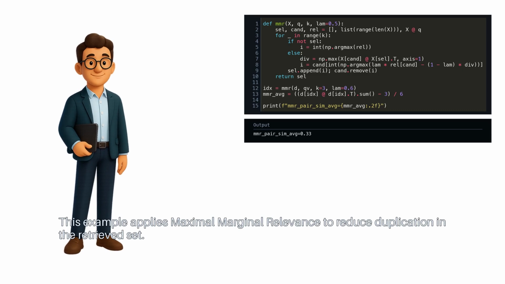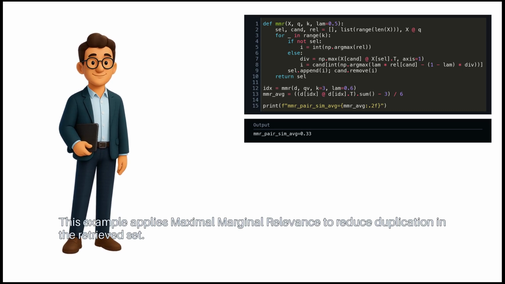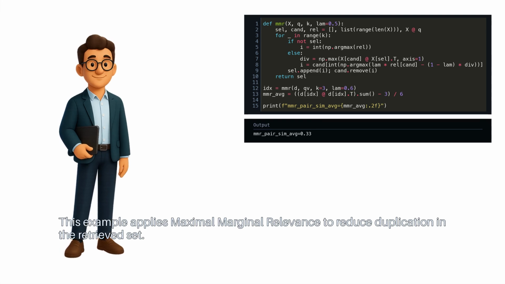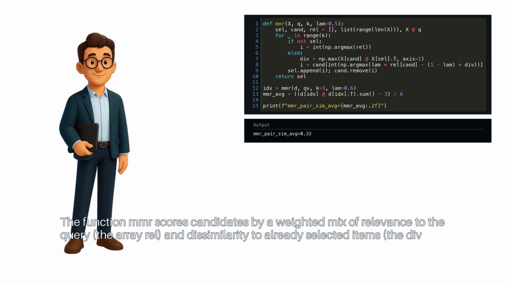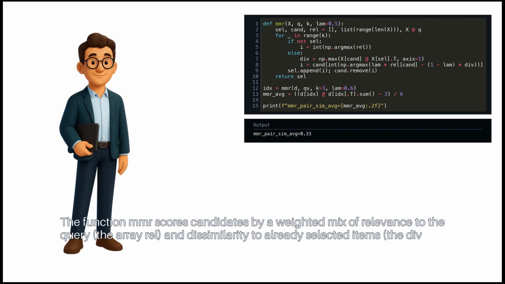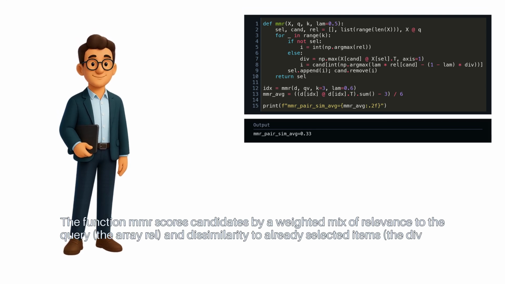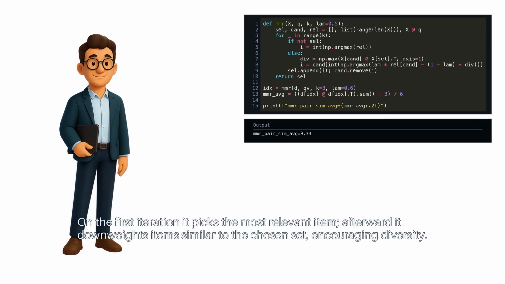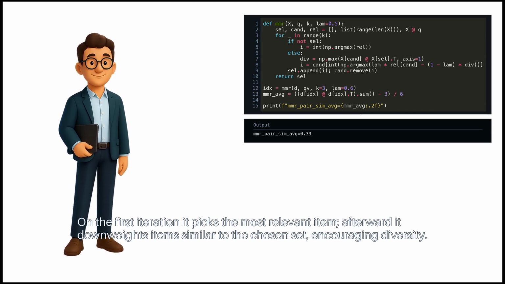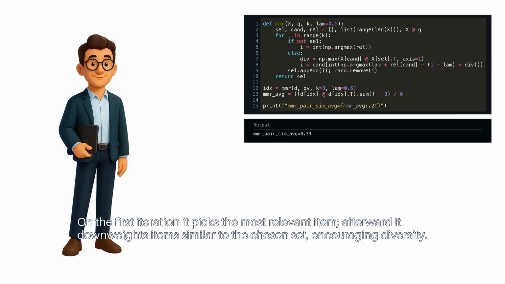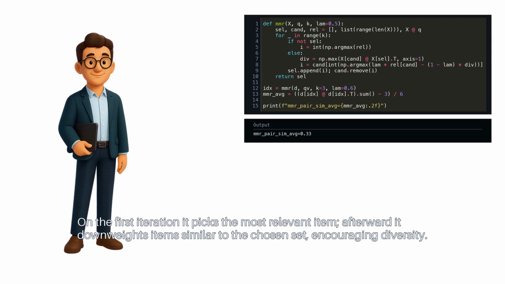This example applies maximal marginal relevance to reduce duplication in the retrieved set. The function MMR scores candidates by a weighted mix of relevance to the query, the array rel, and dissimilarity to already selected items, the div term. On the first iteration, it picks the most relevant item. Afterward, it downweights items similar to the chosen set, encouraging diversity.